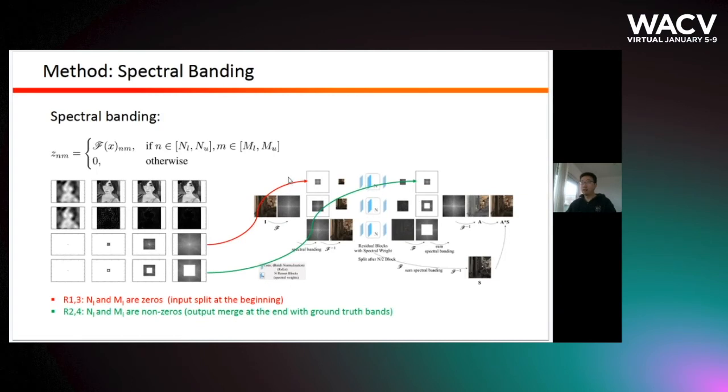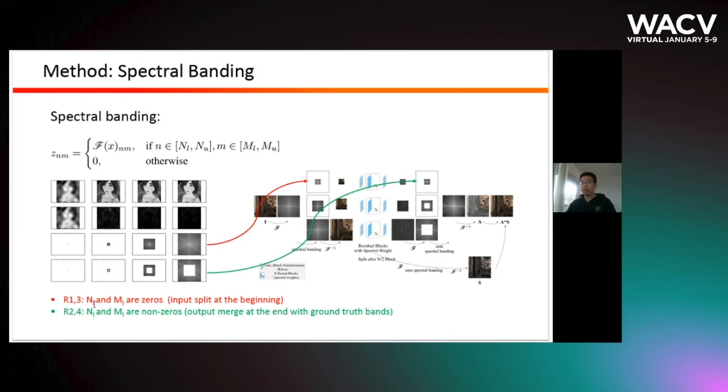Now let's look at the first new component in our work, which is spectral banding. Spectral banding is defined with this equation, where we simply keep the components between a certain range in terms of x and y axis in the spectral map. You can see the example here.